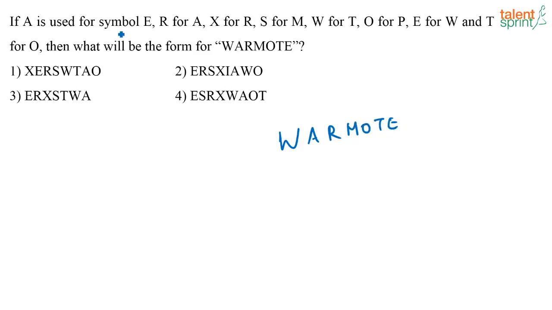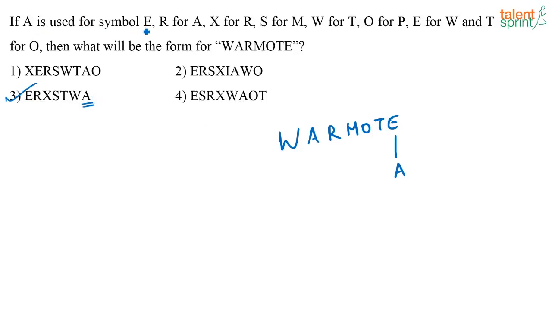WARMOTE. A is used for symbol E. So instead of E, what should you use? You should use A. Code for E is A. Obviously at this point you can say the answer is going to be option 3, because there is only one code which is satisfying, that is which has A towards the end. So what have they said?